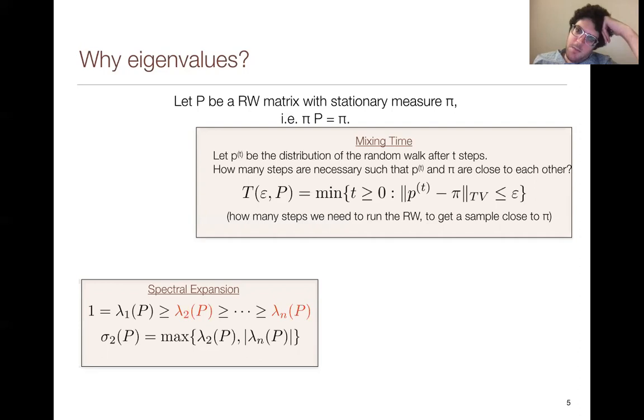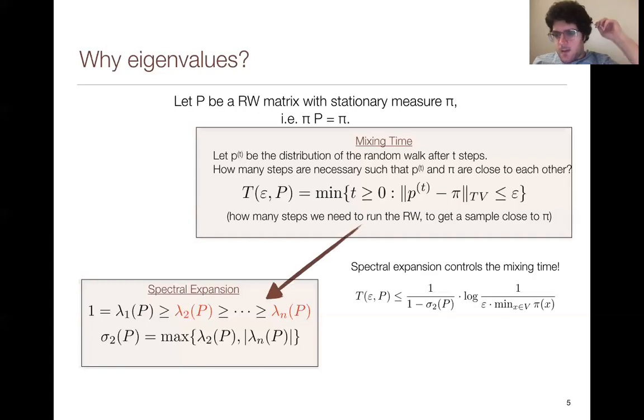It turns out you can bound the mixing time of a random walk by the eigenvalues. That is, it's a basic fact in linear algebra that if you have a random walk matrix, its largest singular value is going to be 1. And it turns out the further the second largest singular value is from 1, the smaller the mixing time is going to be. That is, spectral expansion, or the second singular value, controls the mixing time.